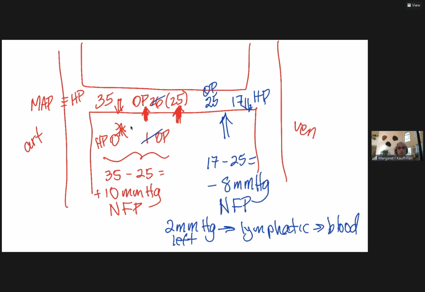Now on the arterial end, they're still trying to do that, but the high blood pressure overwhelms that so that the net flow is outward, like he said, of 10 millimeters mercury. That's called the net filtration pressure.